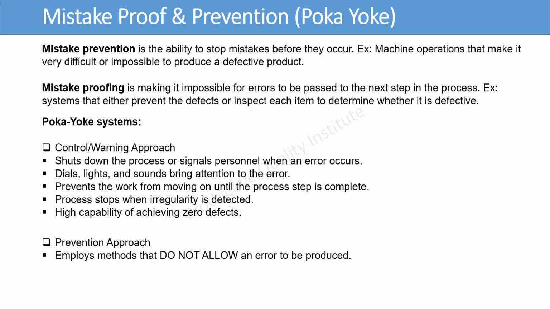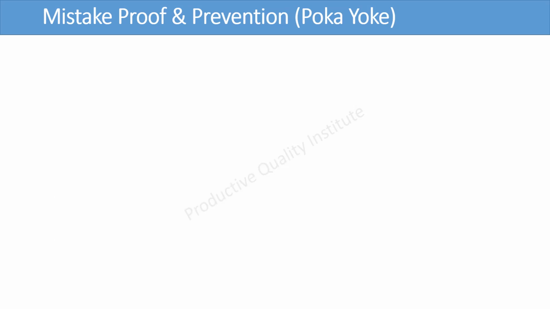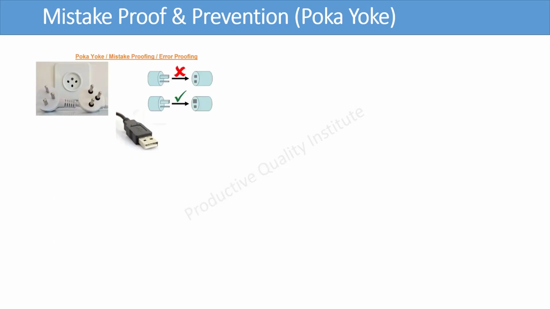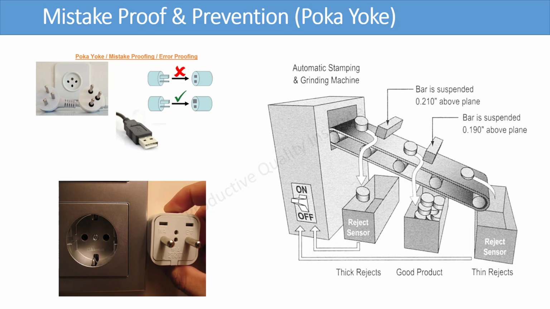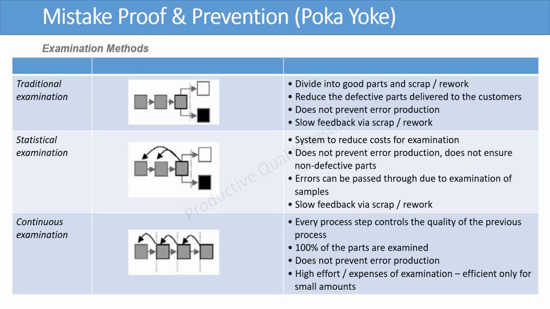Prevention approach. Employs methods that do not allow an error to be produced. 100% elimination of mistakes or 100% zero defects. Examples for Poka-yoke system. Now, we will learn what are the 5 examination methods and the advantages and disadvantages of each method.